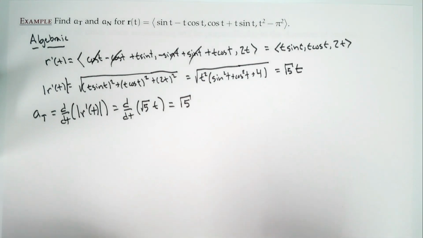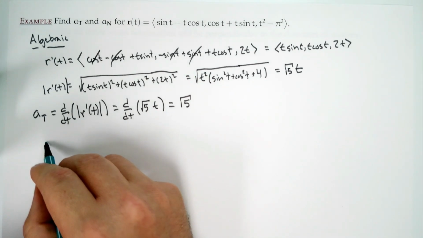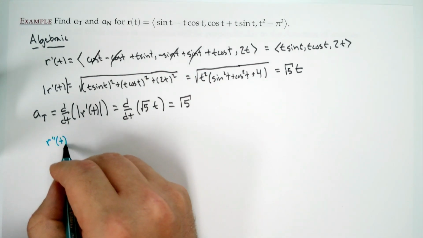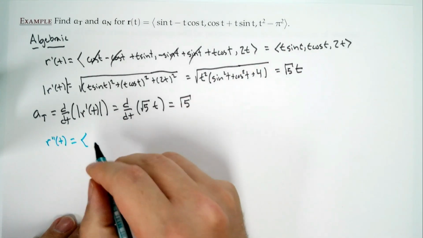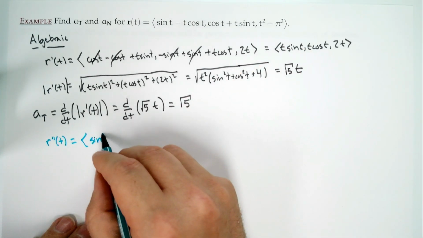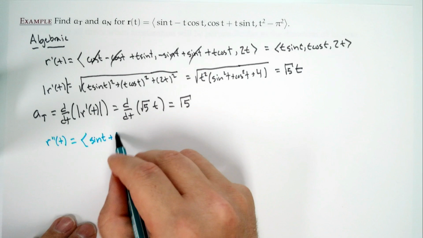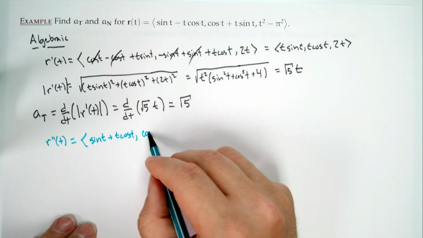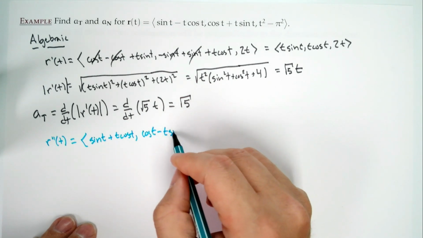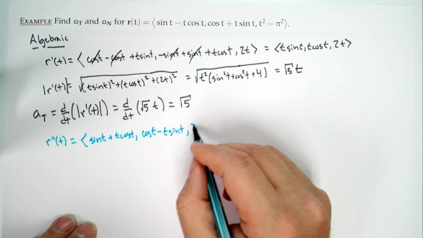Next level, you've got to go and get r double prime. So r double prime, what does that turn out to be? Take the derivative. You're going to get sine t plus t cosine t, and you're going to get cosine t minus t sine t, and finally you'll end up with 2.